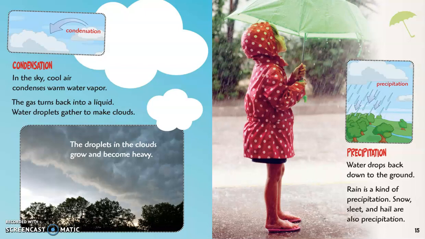Precipitation. Water drops back down to the ground. Rain is a kind of precipitation. Snow, sleet, and hail are also precipitation.